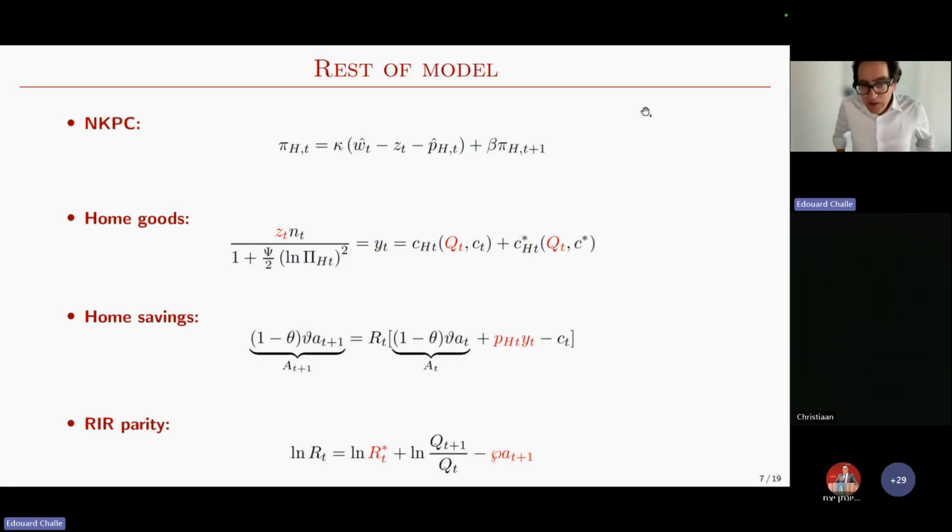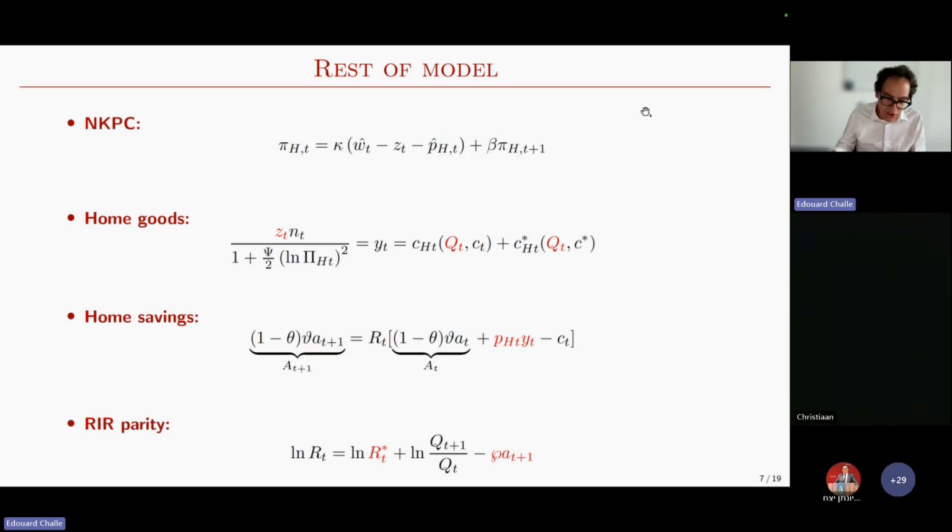So the rest of the model is as follows. We have a new Keynesian Phillips curve for home-produced goods. So it's a new Keynesian Phillips curve for the producer price index that features the future price and the current real marginal cost. And the real marginal cost also features the relative price of home-produced goods. That was the first equation.